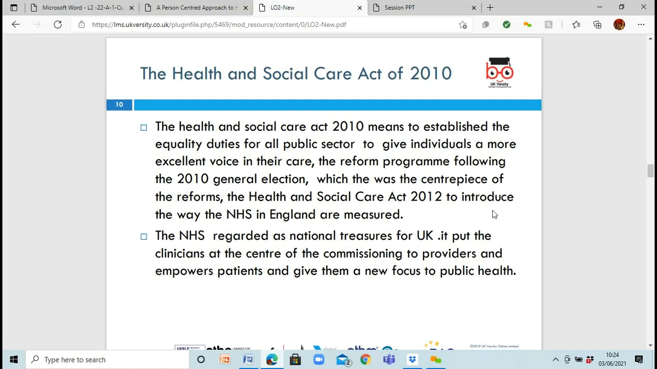So with this, it's put the clinicians at the center of the commissioning to make sure that the patients are being empowered and that they're actually the focus for public health. So it's not a money-making scheme where you think, I'm going to come in, I'm going to have 50 patients in 1 hour, I'm going to turn them over, and I'm going to get money per patient. It's actually taking your time and focusing on the patient and making sure that you're fulfilling what they need.